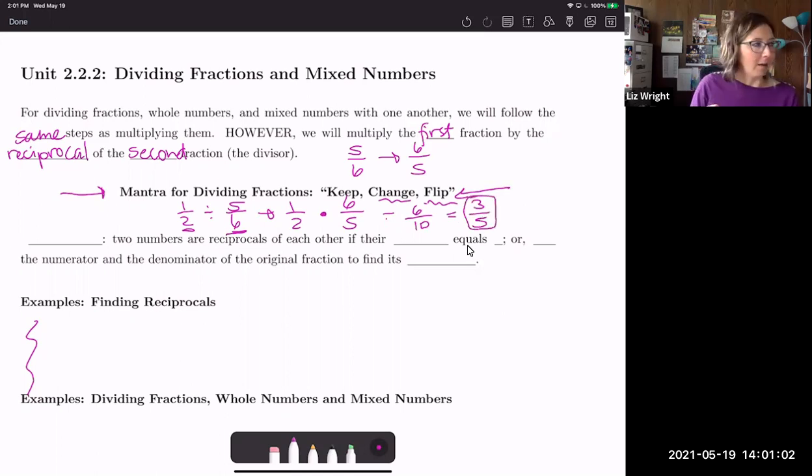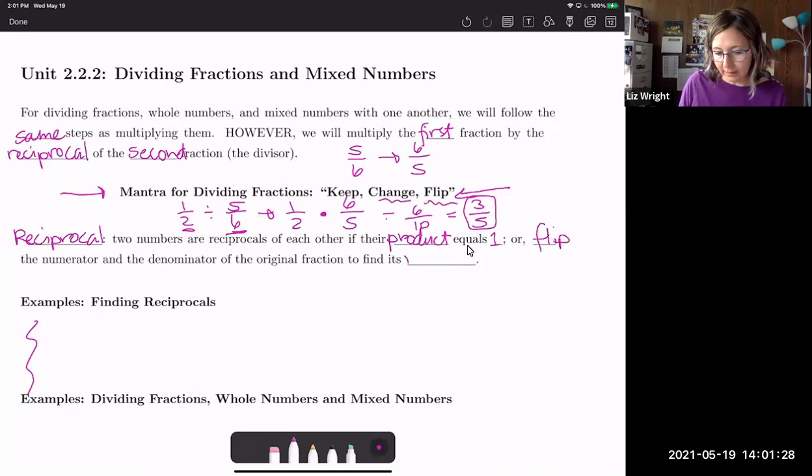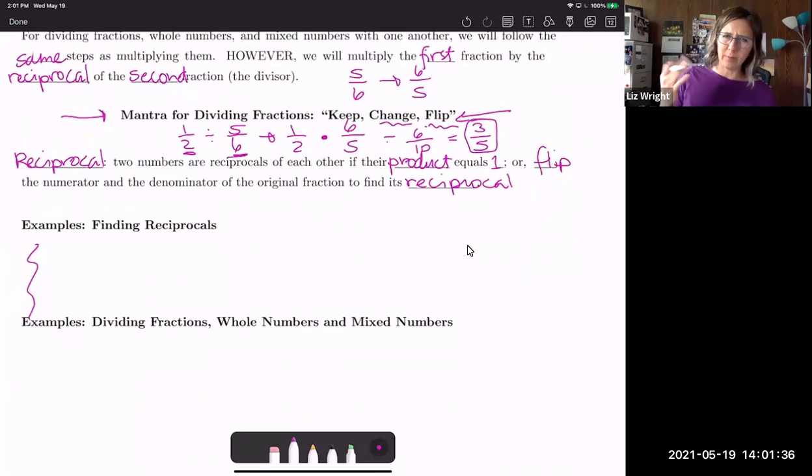All right. So the definition of a reciprocal: two numbers are reciprocals of each other if their product, so that means multiplication, when you multiply them together, equals 1. Or flip the numerator and the denominator of the original fraction to find its reciprocal. All right, so some examples: how do we find them if I don't remember what reciprocals are? Well, let's do this one.